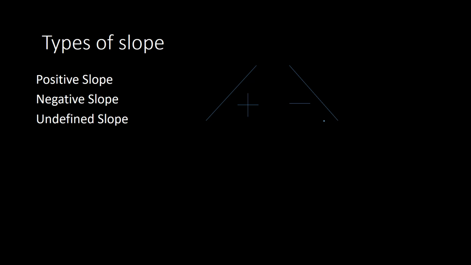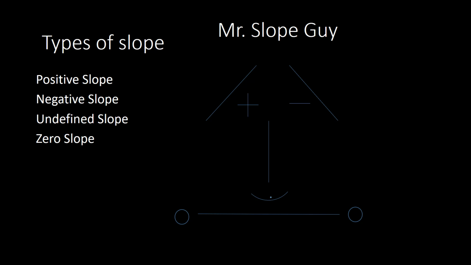And then a vertical line would have what's called undefined slope. So you see here a U for undefined. And then you have what we call zero slope, and that would be a horizontal line. So the zeros are for the zero slope. And notice what we have here. We have a mnemonic, a way to remember the different types of slope, and we call this Mr. Slope Guy. So hopefully this will help you remember which slope is which.